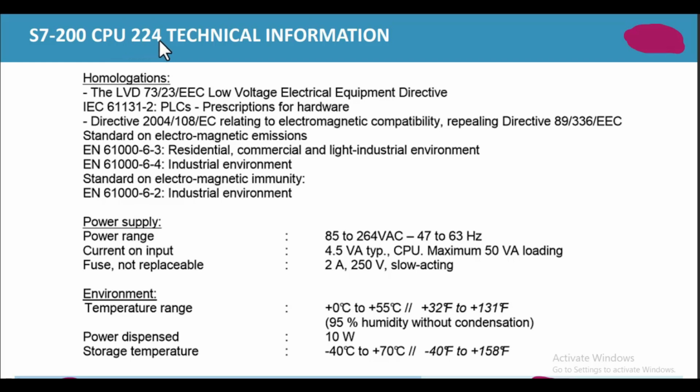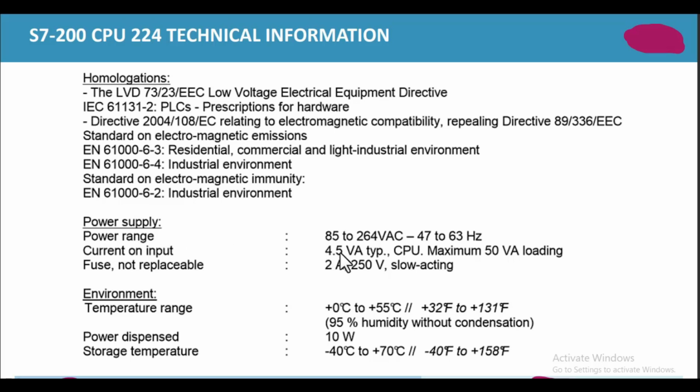S7-200 CPU 224, its technical information is given here. Homologations: different kinds of numbers are given. This number relates to the low voltage electrical equipment directive. This number, you can read it yourself. This number relates to electromagnetic compatibility. This number is for residential, commercial, and light industrial environments. This number refers to the standard on electromagnetic immunity for the industrial environment. These are the different kinds of homologations, and they represent different kinds of utilities.